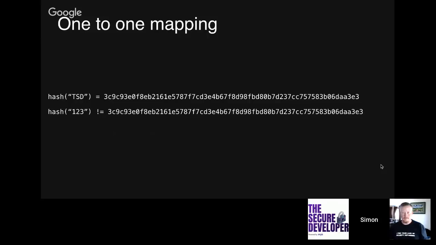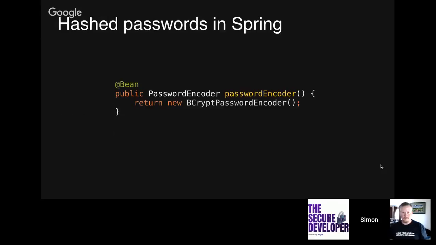They are unique mappings between one password and one hash. So what does this mean to Spring? We have our Spring application. What we can do is we have these encoders that exist in Spring that we can make use of.